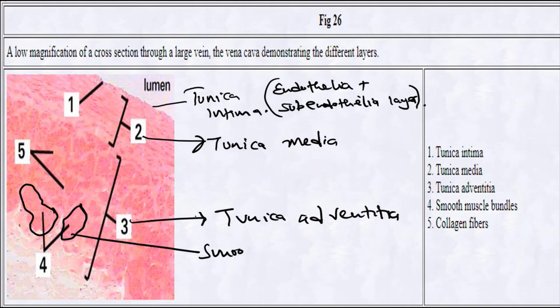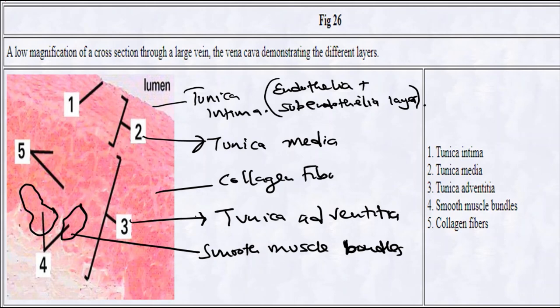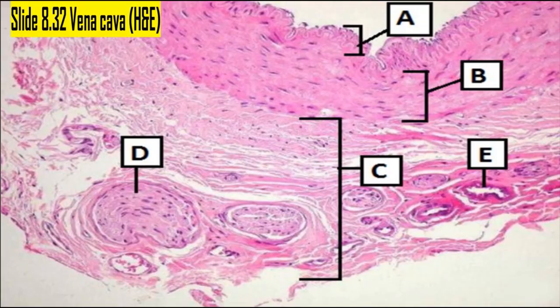So these are simply smooth muscle bundles. Label them as such. And then what you can see between the smooth muscle bundles is just collagen fibers and elastic fibers. The type of connective tissue that is found here is elastic connective tissue.